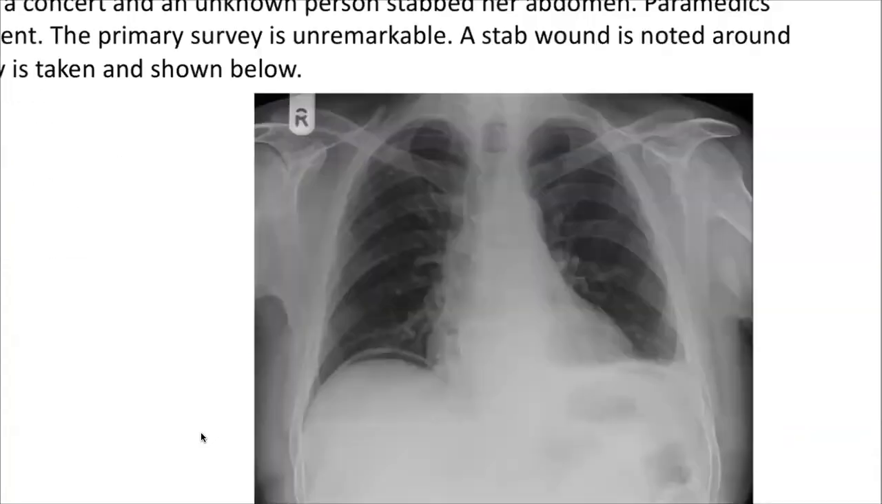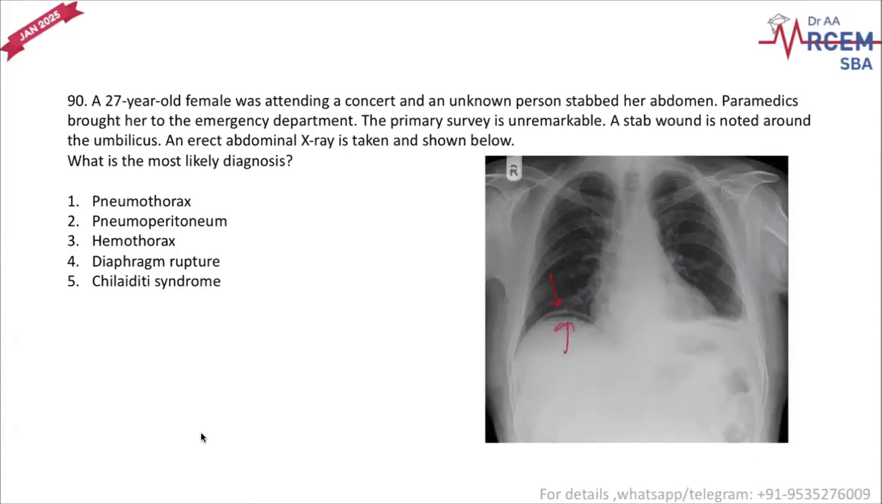On an erect abdominal X-ray, what you are seeing is air under the diaphragm. Air under the diaphragm is suggestive of a pneumoperitoneum. Why air under the diaphragm? Because of the stab injury, most likely a hollow viscus organ has been injured and the air has escaped. That has resulted in accumulation of air just below the right diaphragm, in between the diaphragm and the liver. This is pneumoperitoneum.